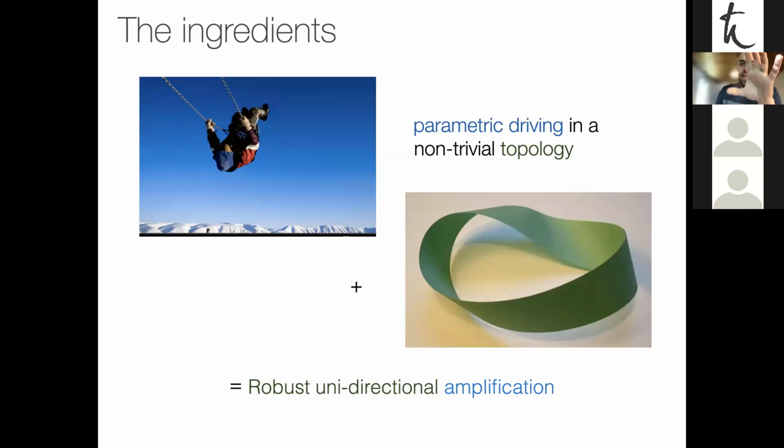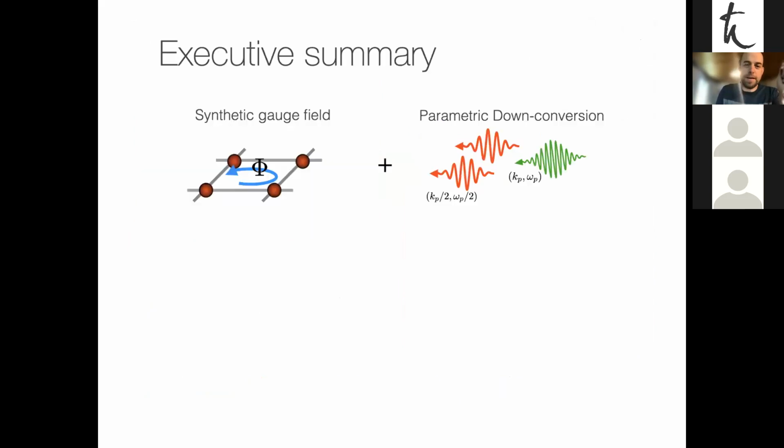Okay, and then what is the idea in a sketch? We just combine two ingredients: this topological band structure and parametric driving. Okay, and I will try to summarize the whole work in 2 slides and then go back to it and tell you more details on this.